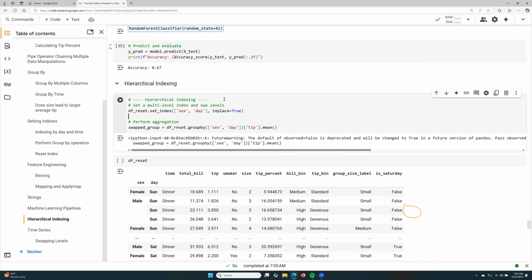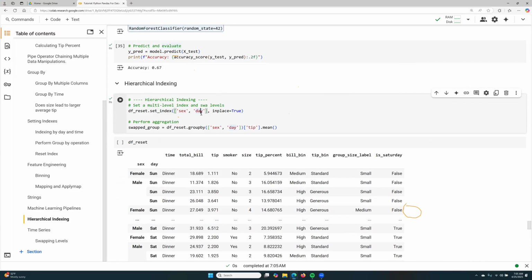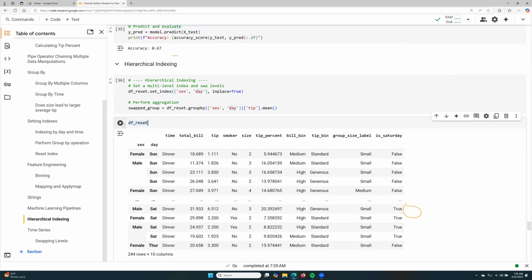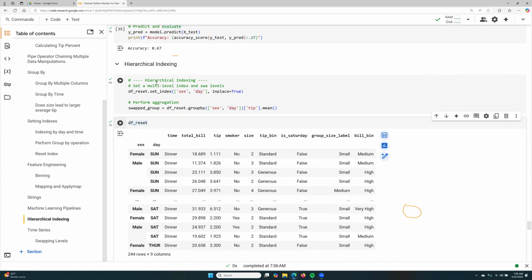Here's a little bit about hierarchical indexing. Again, if we aggregate by sex and day and then get the average tip, we saw this earlier. We're going to convert that to this, where it's indexed by sex and day. You're going to see these variables on the upper side of the table. You're not going to see sex next to day. That's how you know it's been indexed by two variables.